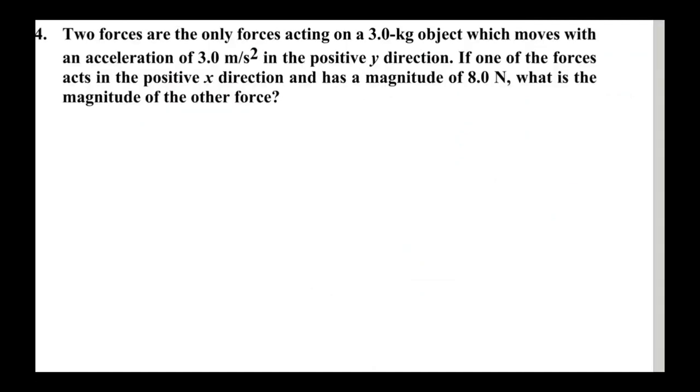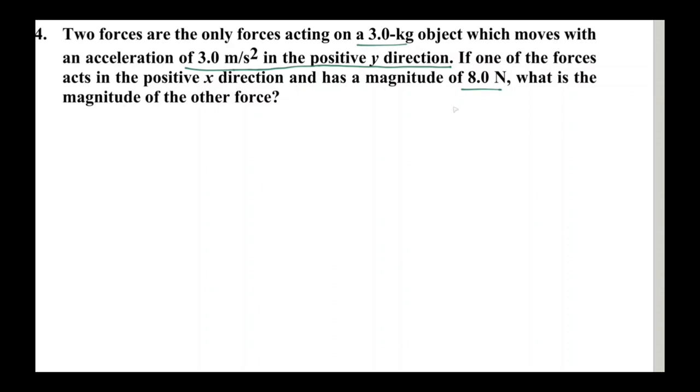Two forces are the only forces acting on a 3 kilogram object which moves with an acceleration of 3 meters per second squared in the positive y direction. If one of the forces acts in the positive x direction and has a magnitude of 8 newtons, what is the magnitude of the other force? Now we have here an object of 3 kilograms and an acceleration of 3 meters per second squared in the positive y direction. One of the forces is in the positive x-axis with magnitude equal to 8 newtons. We would like to calculate the magnitude of the other force.